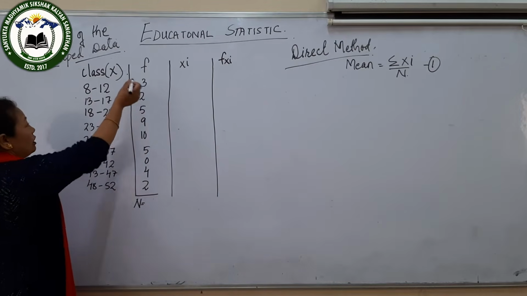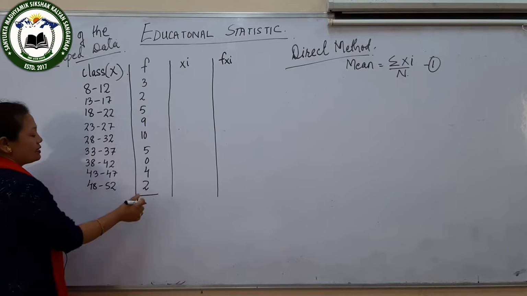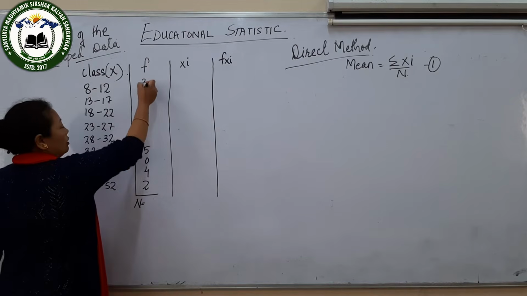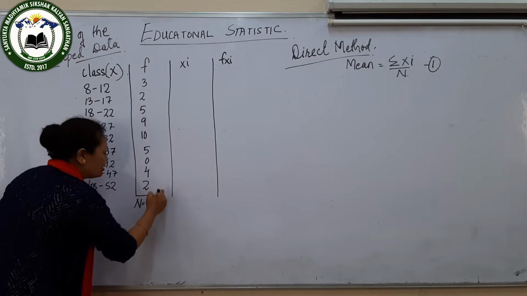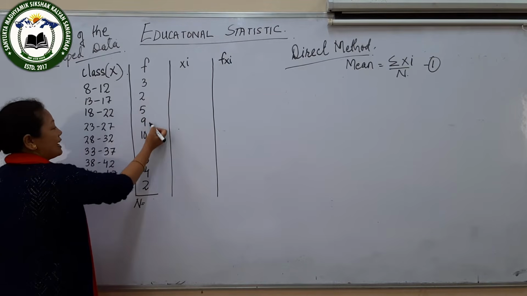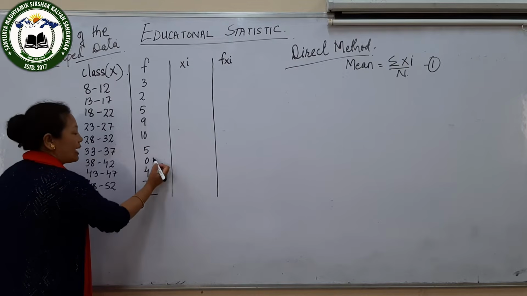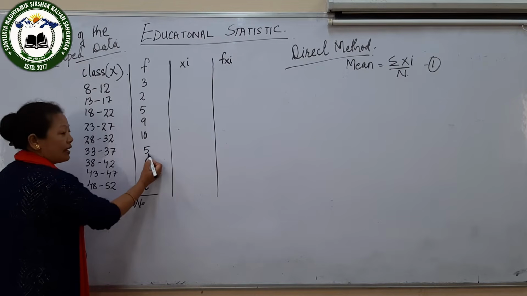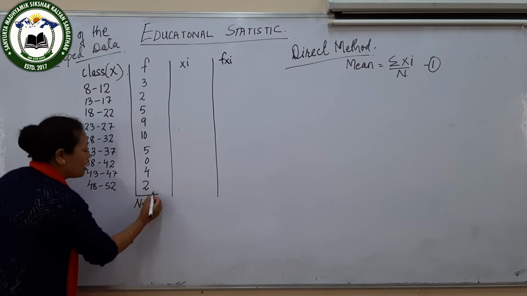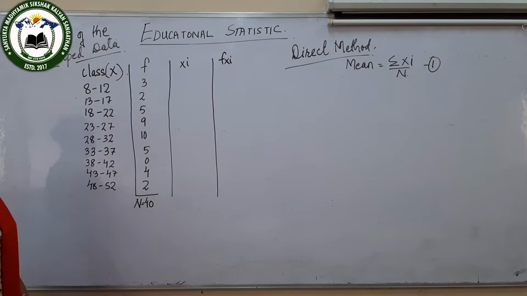First, over here there are some frequencies. What you need is capital N, so add up all the numbers. 3 and 2 is 5, and 5 is 10, and 9 is 19. 19 plus 10 is 29. 29 plus 5 is 34, then 35, 36, 37, 38, 39, 40. So my capital N is 40.